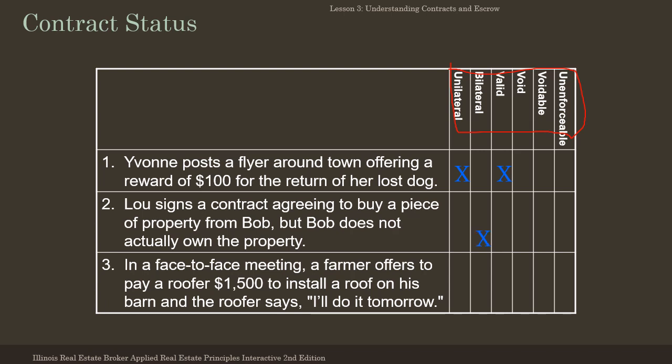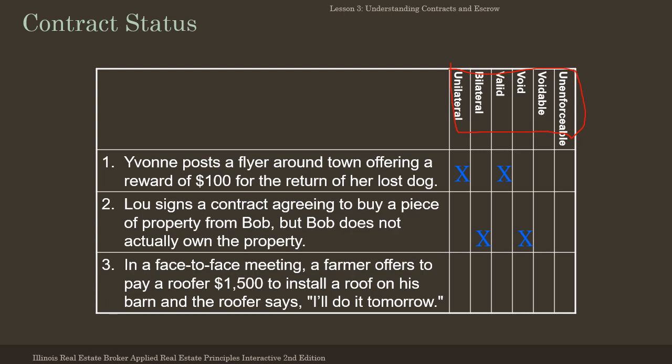Number 2, Lou signs a contract agreeing to buy a piece of property from Bob, but Bob does not actually own the property. We'd call that a bilateral contract. Whether or not it's valid is another deal, but it would be considered a bilateral contract because both parties are making promises. Lou's promising to buy, Bob's promising to sell. Turns out Bob doesn't own the property. He can't sell it. That would be sort of an illegal contract, so that would be a void contract. You can't convey title to something that you don't have title to.